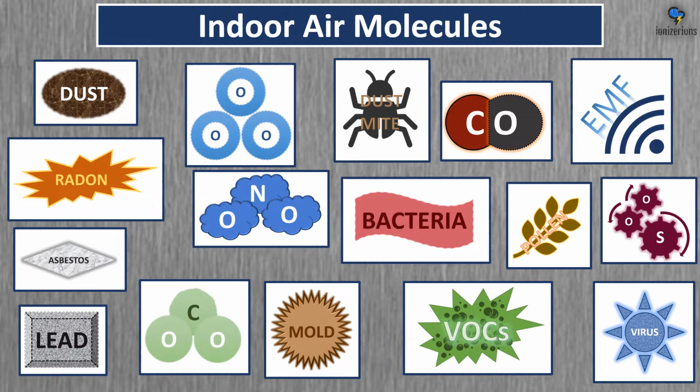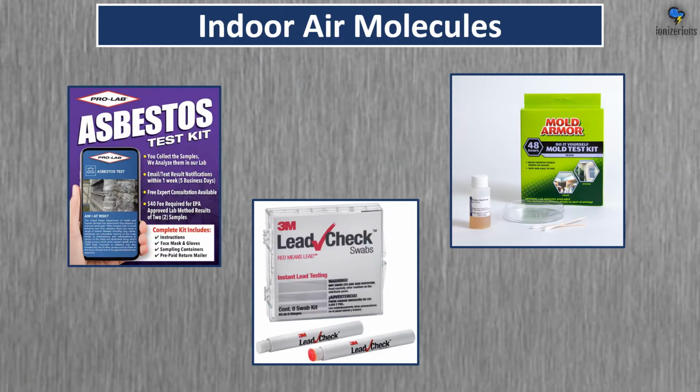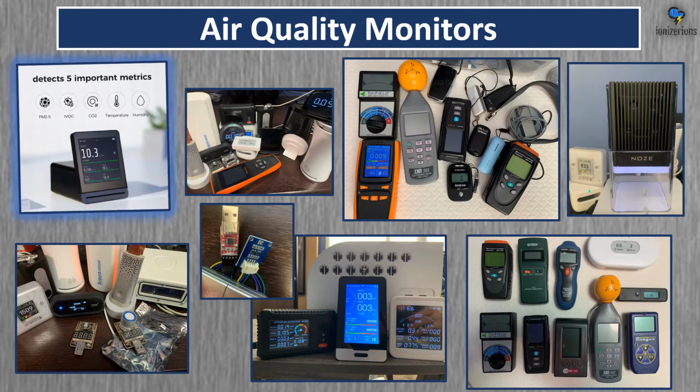Again, here is a list of some common indoor air molecules. Some indoor air molecules we can test directly with kits. With the lead check, we simply swab the wall, and if it changes to a certain color, that means you tested positive for lead. We can also use air quality monitors to monitor the air.